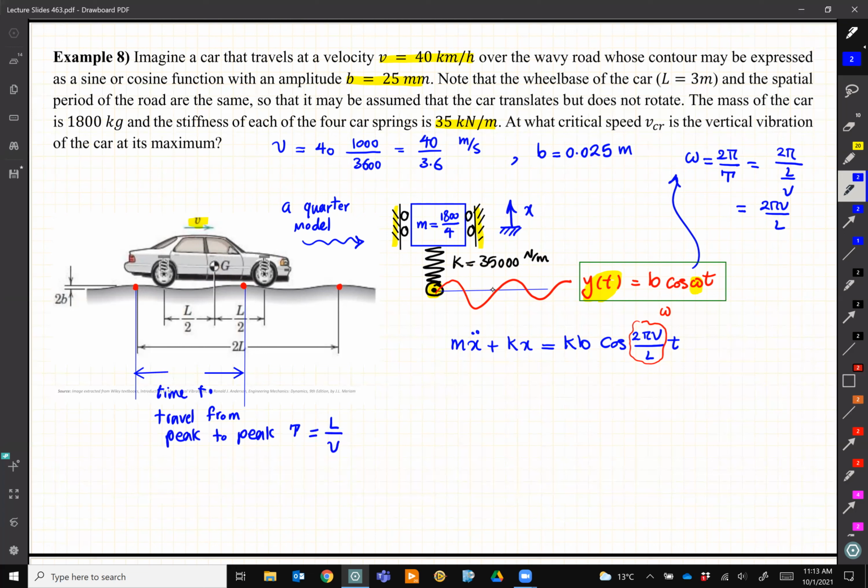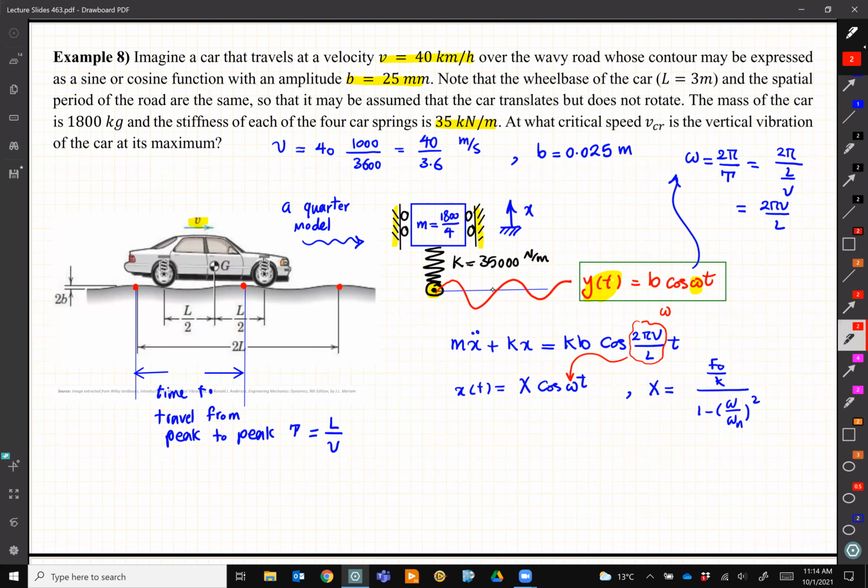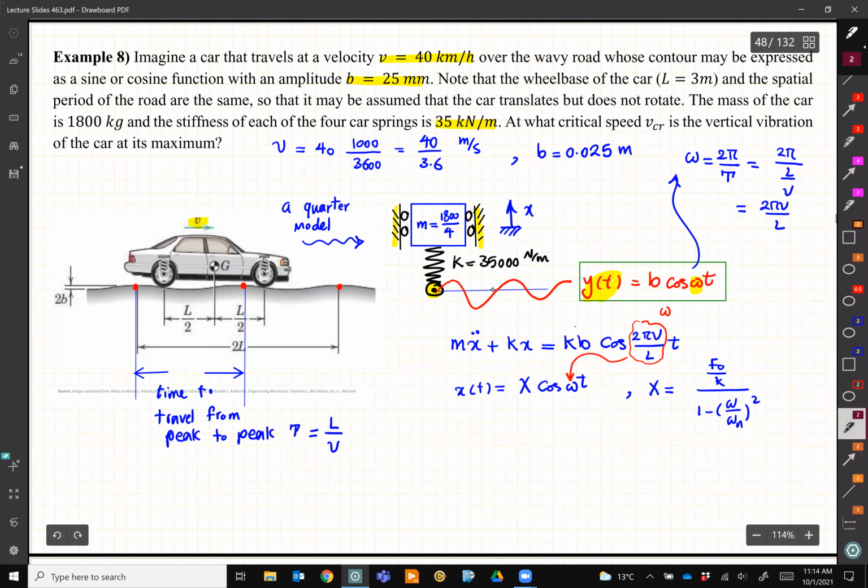Okay, so then I can find x(t). So x(t) will be X cosine omega t, where again omega is what we have. And X has a standard formula, which is F0 divided by k, over 1 minus omega squared over omega n squared, where again I have everything. And this time my F0 is this K multiplied by B. This is my F0. All right, remember, we always have this standard equation and solution. We just need to know what M is, what K is, what the static force is, and what the forcing frequency is.